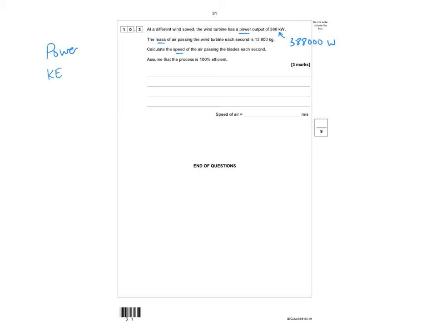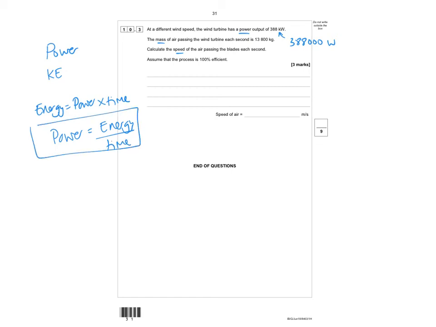Now, there's a link between power and energy. Energy equals power multiplied by time. And likewise, if I rearrange that, power equals energy divided by time. Keep that at the back of your head for the moment. Also, kinetic energy equals a half times mass times velocity squared. But we want to find the speed of the air passing each second.